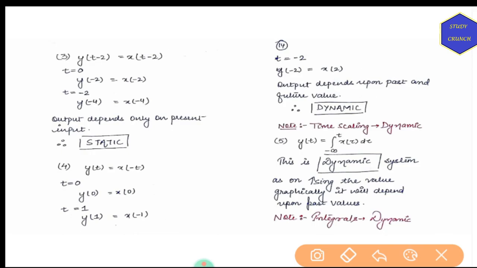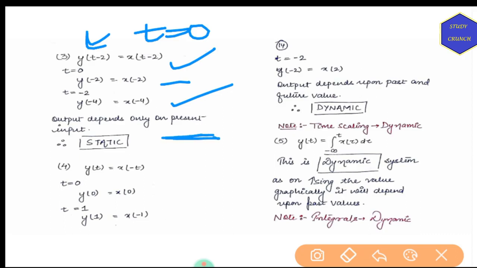Next, y(t) is equal to x(t-2). So we have y is equal to x(-2) by putting the value of t is equal to 0. Then we have t is equal to minus 2. We have y is equal to minus 4, x is equal to minus 4. So these are also dependent on present input only. So these are static. Then y(t) is equal to x(-t). Same.